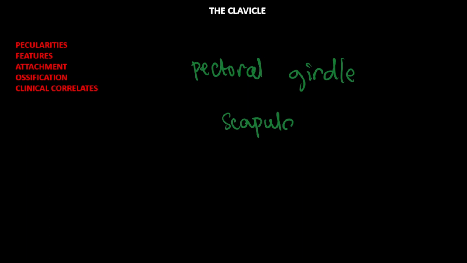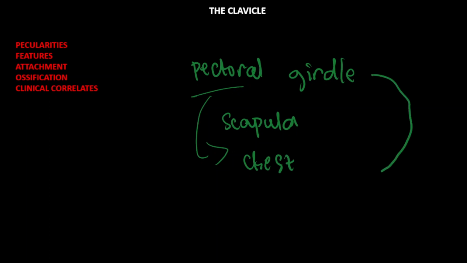It's also important for us to take note of the fact that the clavicle forms part of the pectoral girdle. Now, the pectoral girdle is made of the clavicle and the scapula. Pectoral is a word used when referring to the chest or the breast area, and a girdle is a structure that surrounds something. Okay, so the pectoral girdle is the structure that surrounds the chest area, so to say, and it's made of the scapula and the clavicle.